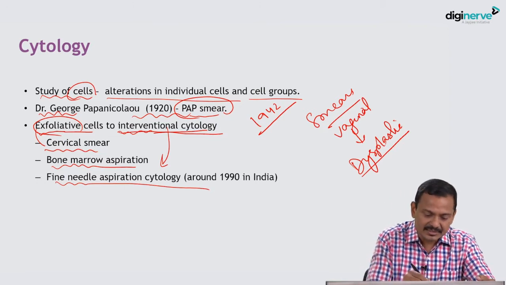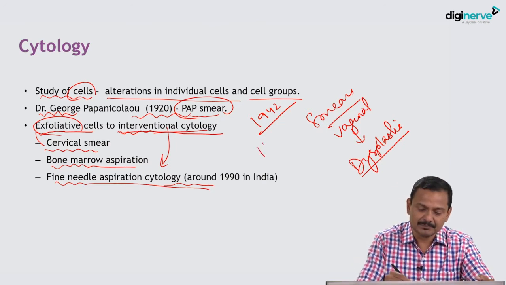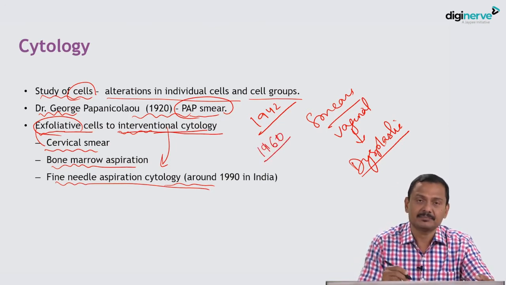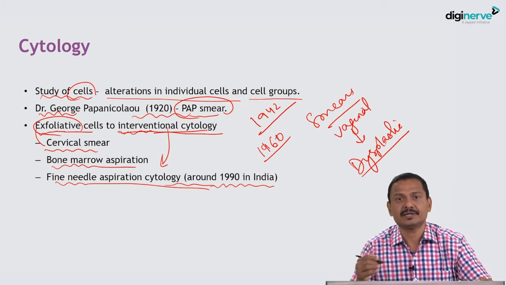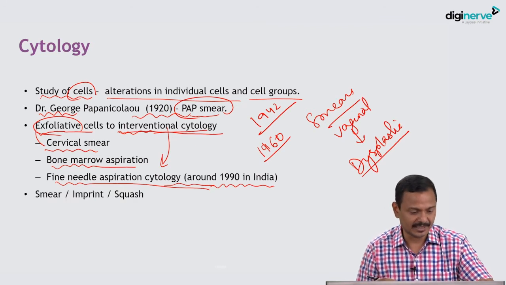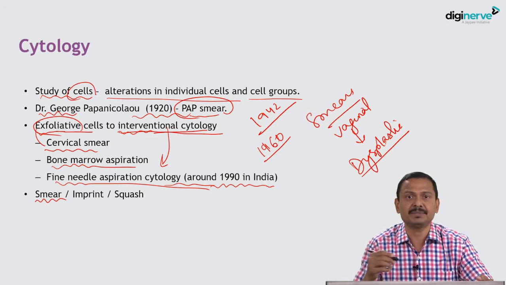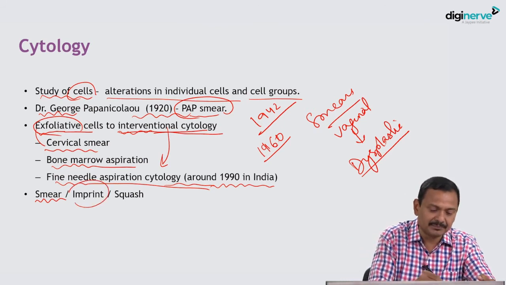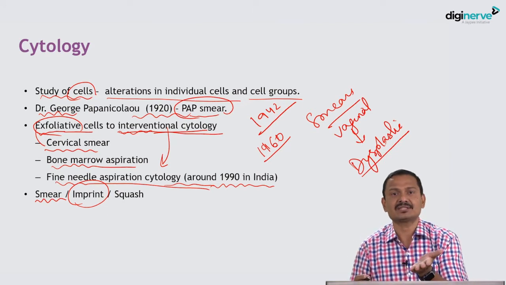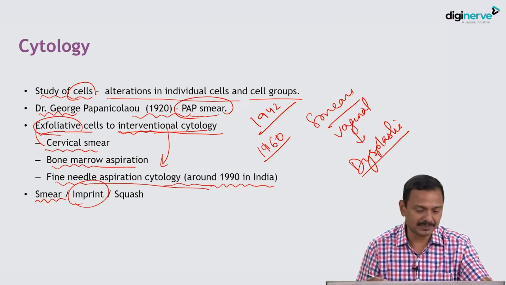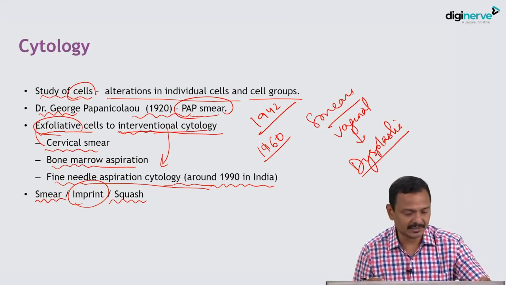Okay. Cytology was practiced around 1942 in the West. It became popular around 1960, but in India FNAC came around 1990 when it started its roots in India. Okay. Now cytology preparation can be a smear where we simply make a smear, or it can be an imprint. Imprint is just like touching a tissue to a slide and then staining and seeing, that is called an imprint, and then there is something called a squash smear. I will be talking in detail about that.